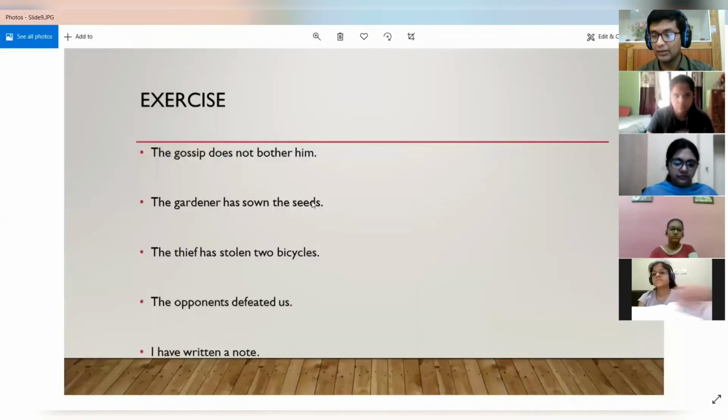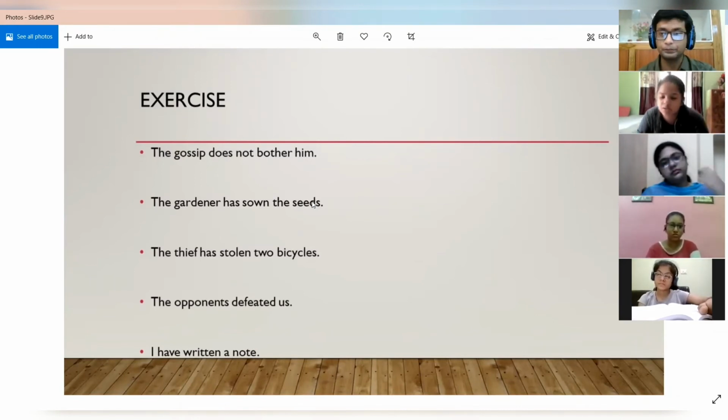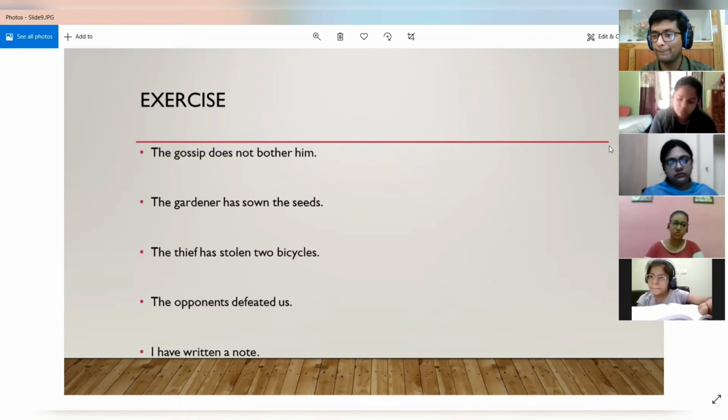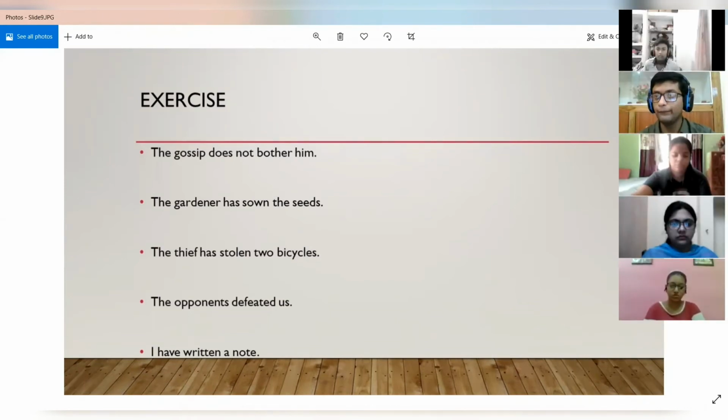Okay. Now we will solve four to five sentences so that we can see whether you have understood or not. All right. So now who is going to answer? Yes, Mayank. Sir, the answer will be, he is not bothered by the gossip.